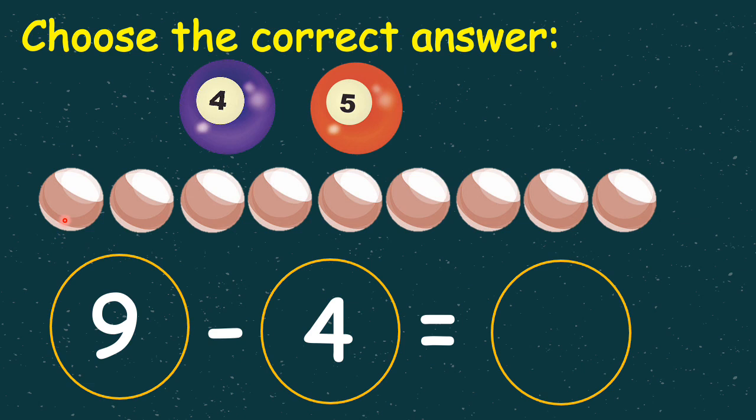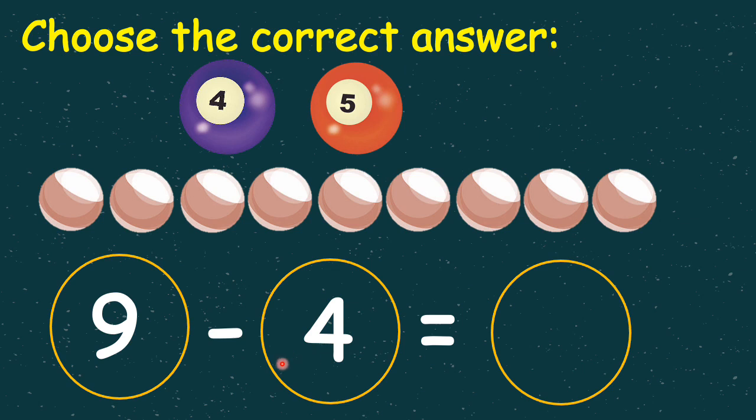So how many balls are given here? 1, 2, 3, 4, 5, 6, 7, 8, 9. So we have 9 balls given here, the 9 snooker balls. Out of the 9 snooker balls, what should you do? Very good. You need to minus. You need to subtract.